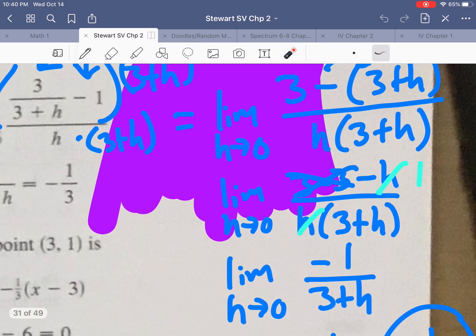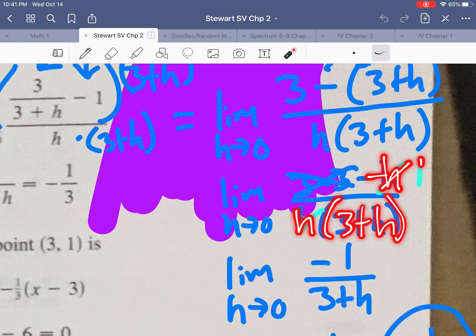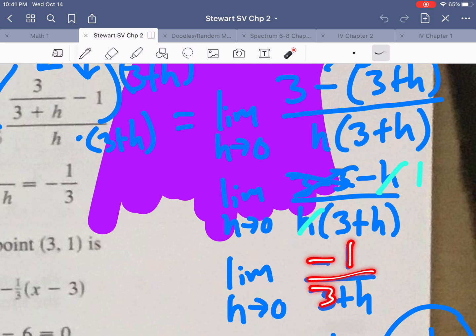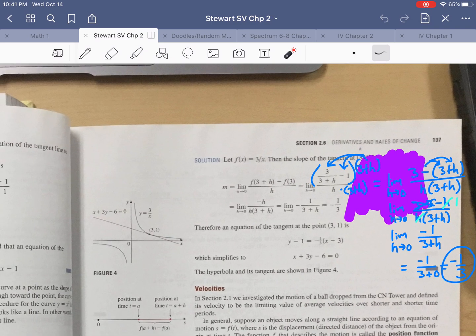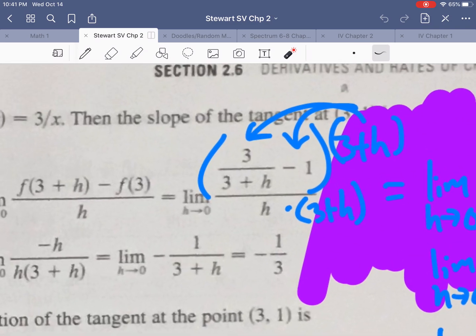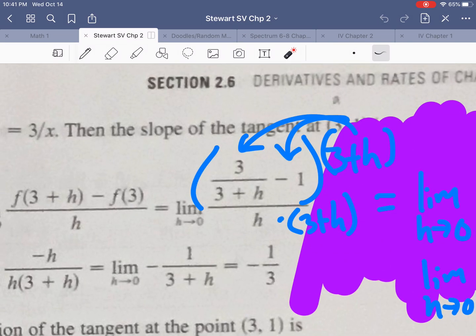Distribute the negative, you get 3 minus 3, which is 0, and then you get a negative h over h times 3 plus h, and well, the h's cancel, and you get a negative 1 over 3 plus h, and then you plug in the 0, and you get negative 1/3. So that's my slope. Let's see, did they give me a point? At the point, oh boy.